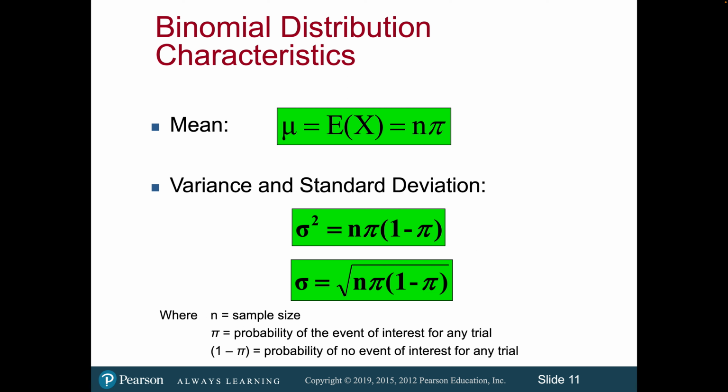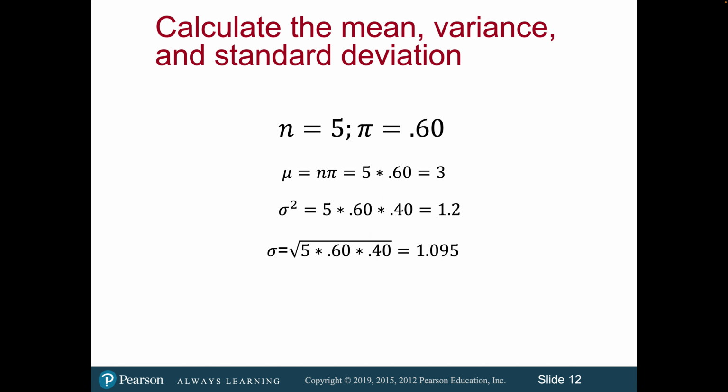Another thing that we run into with binomial distribution characteristics is we can calculate the mean, variance, and standard deviation. It turns out that these calculations are very, very easy to make. The mean is found by just taking n times pi, and the variance is found by just taking n times pi times 1 minus pi. And then if I take the square root of the variance, of course, I get the standard deviation.